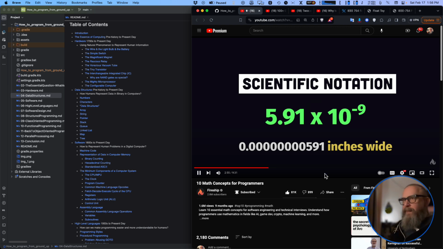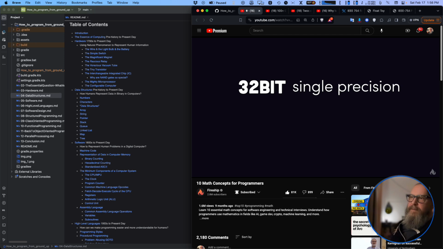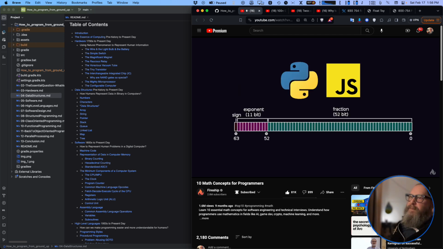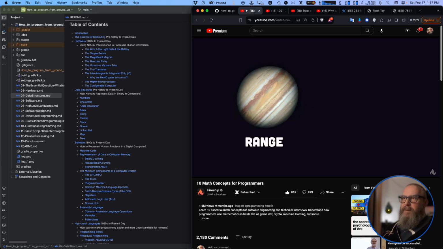Scientific notation, where an exponent raises it to an approximate value, making the number appear far more concise. Computers use a similar approach with floating point numbers because they only have a limited amount of space, either 32 bits for single precision or 64 for double precision, which is the default in languages like Python and JavaScript. It's called a floating point because there's no fixed number of digits before or after the decimal point, allowing developers to make a trade-off between range and precision.